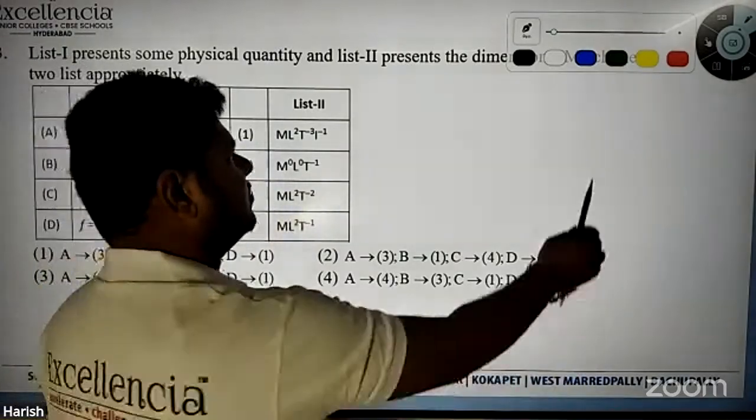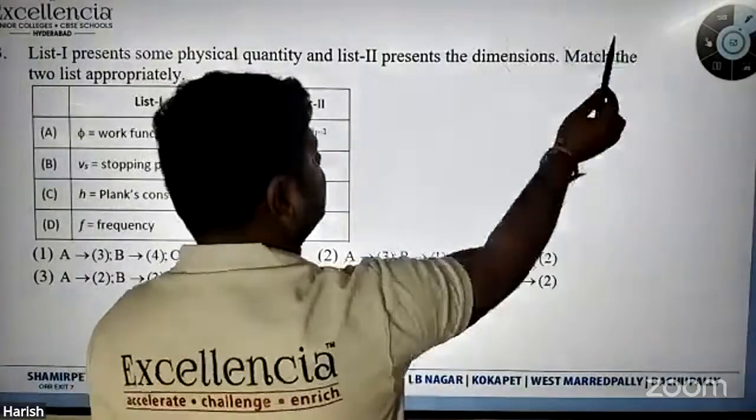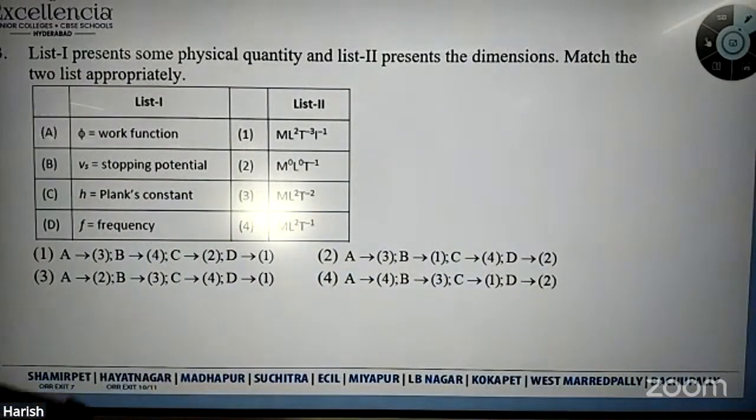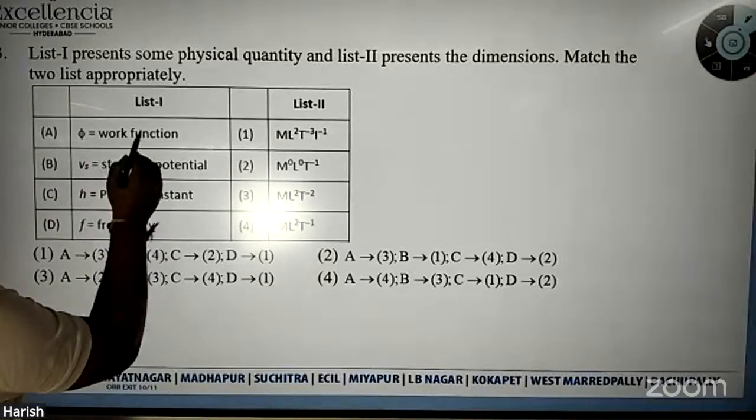Okay, so let us move on to this one. In list 1, we have different quantities, and in list 2, they are dimension formulas, so you need to match them now. If you look at the first one, work function.